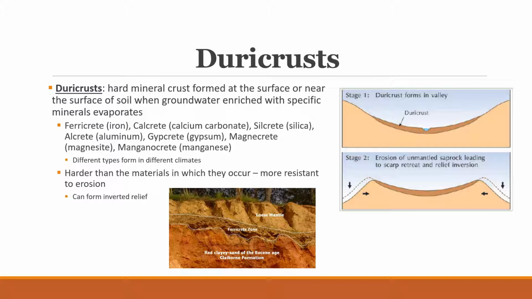So here, this diagram is showing an example where we have a valley and we have a duricrust forming in the soil within that valley. Over time, the valley walls are subject to weathering and erosion, and they are less resistant to those processes than the duricrust itself. So the valley walls are eroded away, they decrease in elevation, and now the duricrust-filled valley sits above the valley walls. So we've inverted the relative position of the duricrust between stage 1 and stage 2.